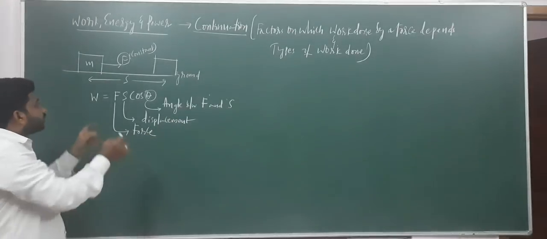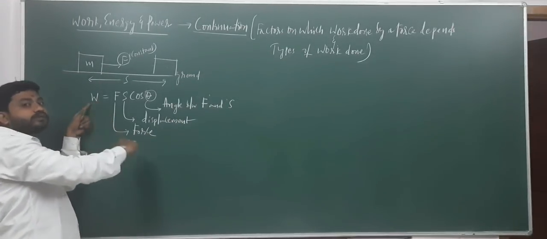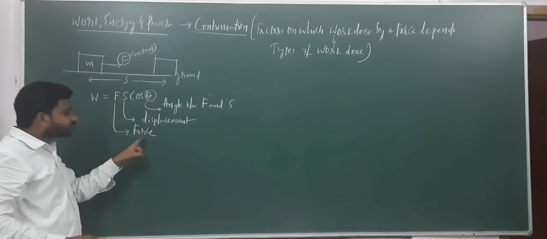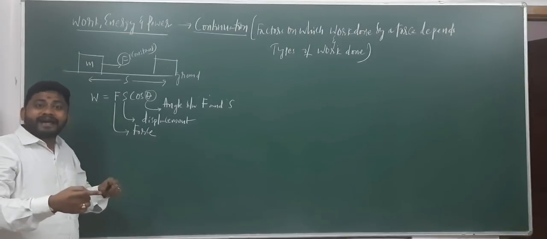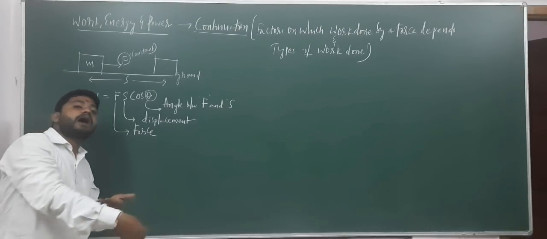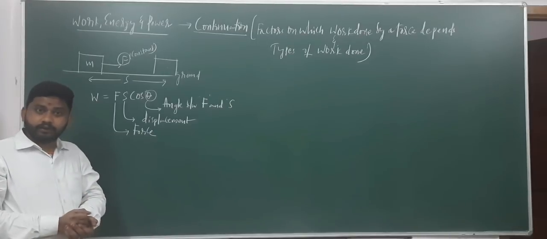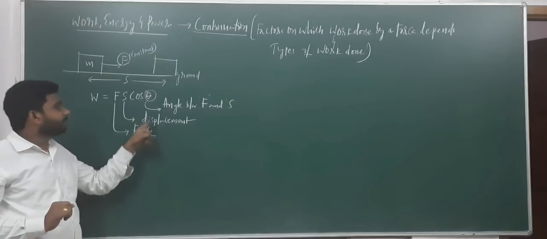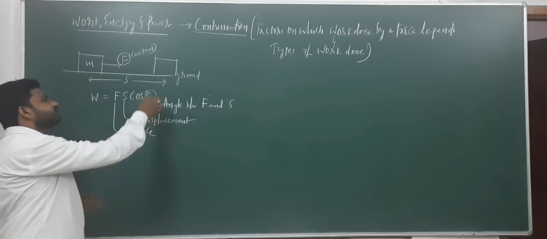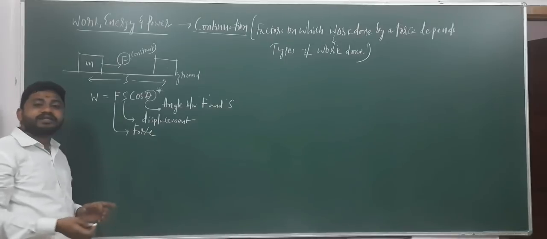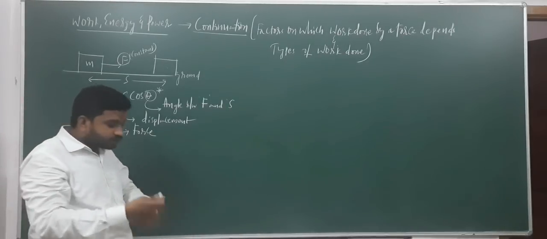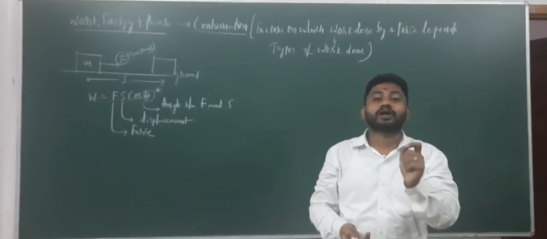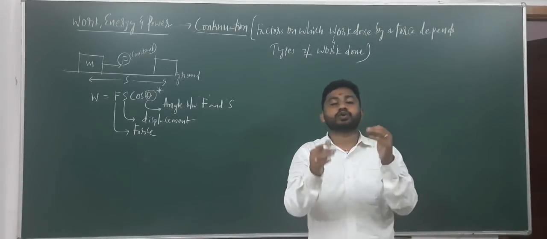Clear? So the work done by the force depends on three physical quantities or three parameters. Number one, force acting on the body, which may be acting in the direction of displacement or in the opposite direction. Number two, displacement. Then theta. Theta is the most important concept here. That's the reason in the last class we spent most of the session on the basics of trigonometry, that means on the theta values. I hope you remember that.